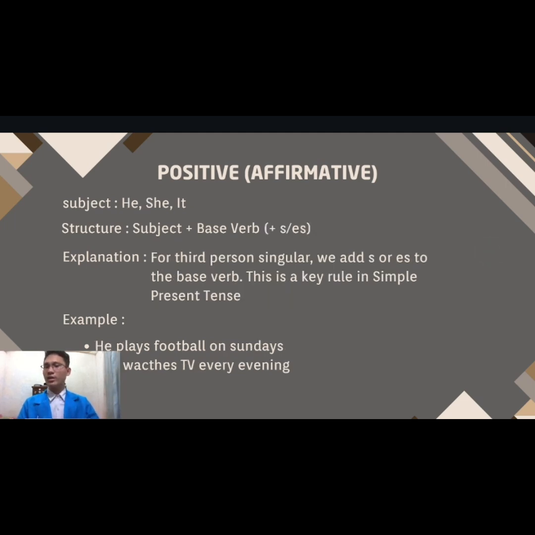For subject he, she, it, the structure is subject plus base verb plus s or es. The explanation is for third person singular, we add s or es to the base verb. This is a key rule in simple present tense. For example, he plays football on Sundays. She watches TV every evening.